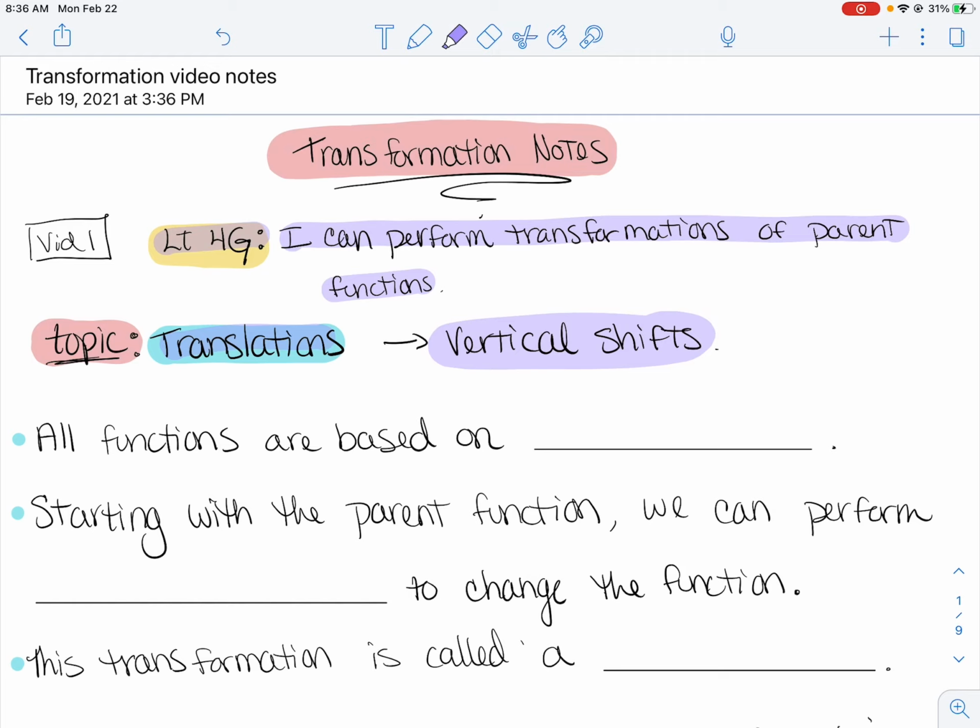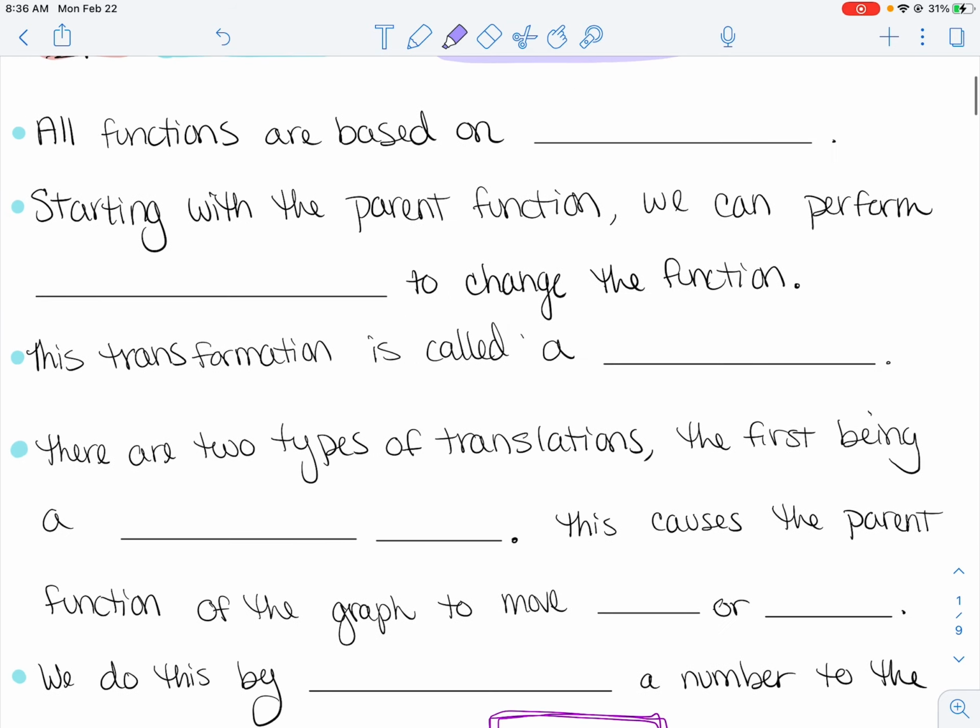So all of these different rules apply to any of the parent functions that we work with. So that's really important. It doesn't matter what function you're talking about, the rules are the same, and that's really nice and helpful. So to start, all functions are based on parent functions like we explored last time.